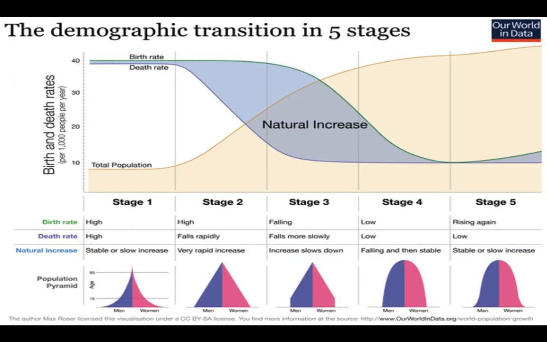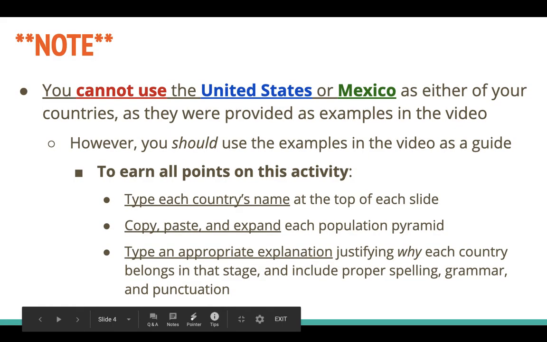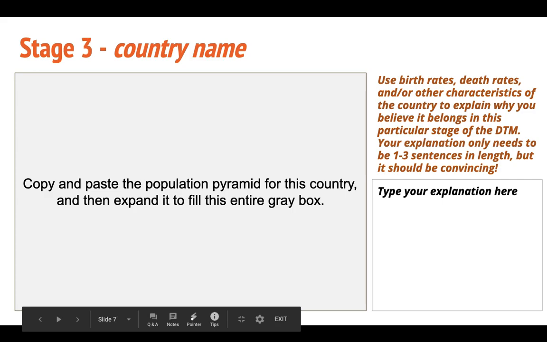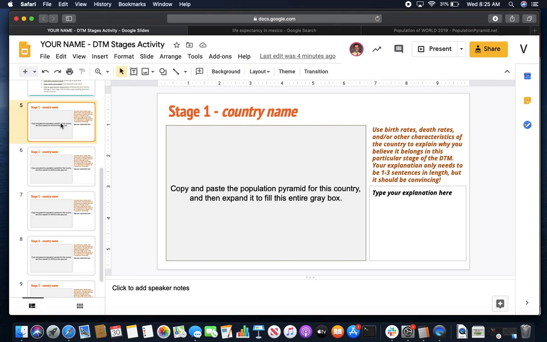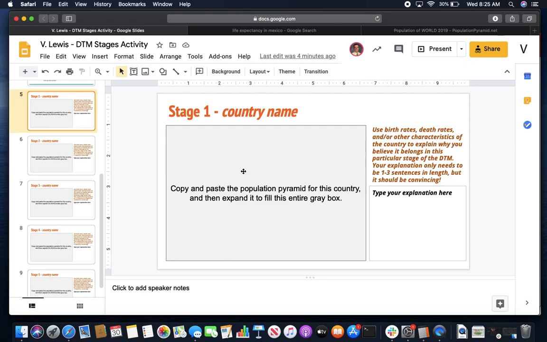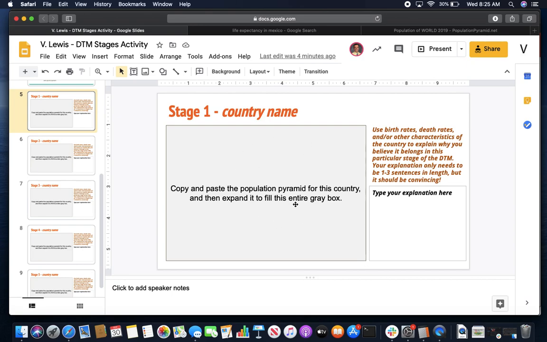So you're going to use this DTM chart on the next slide here. We've already got it for you. And actually, what you're going to do on each stage, there's 1, 2, 3, 4, 5, you're going to be going through and editing this because at this point, you have made your own copy of this. We asked you to make your own copy. So up here, you would change where it says your name to your actual name. I'm going to change it to Mr. Lewis here. So then you would go down for each stage, 1 through 5, and in each one, you're going to copy and paste the population pyramid in this gray box, expand it so it fills up this entire space here. We can see it easily.